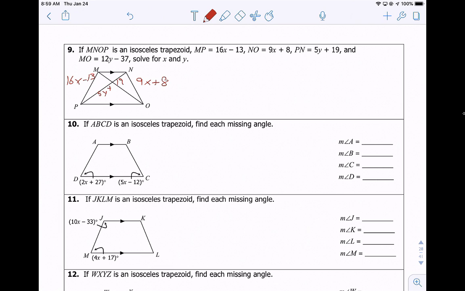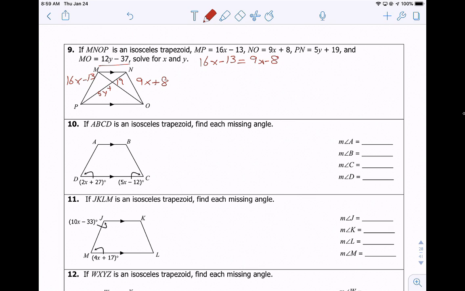And MO, your other diagonal, is 12y minus 37. I'm not going to put that on the picture. I just don't have the room. So solve for x and y. Just setting up, MP and NO should be congruent. So you should have 16x minus 13 is equal to 9x minus 8.